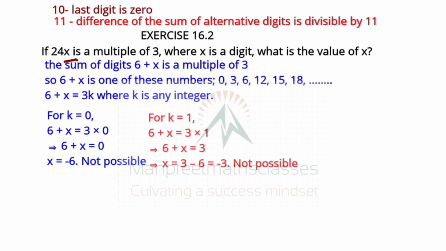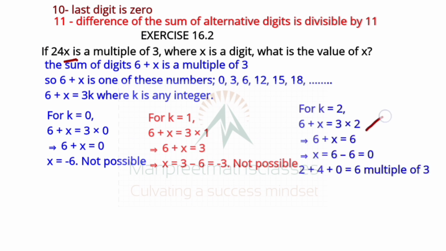So k is equals to 1. In place of k you will write 1. So 3 ones are 3. Now 6 plus x is equals to 3. In the next step we will transfer this 6. So it will go in minus, 3 minus 6. Again we are getting a negative number. Not possible. Now we will check for k is equals to 2.